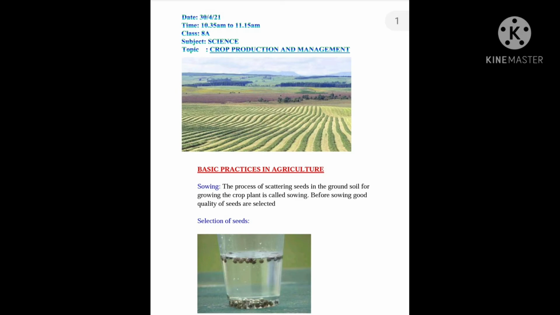Now the seeds which are healthy, they settle at the bottom. Healthy seeds are heavy, so they settle at the bottom, whereas the unhealthy seeds float on the surface of the water, because unhealthy seeds are eaten by pests or they are damaged, and that is why they are very light and hollow. So that is why they float on the water. I hope it is clear to everyone.